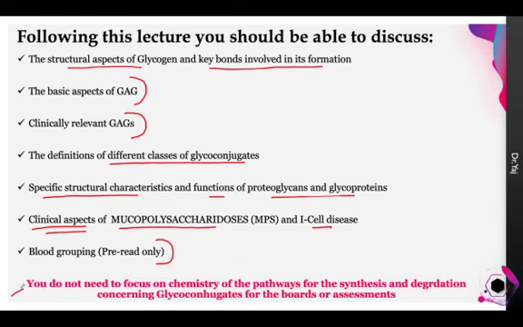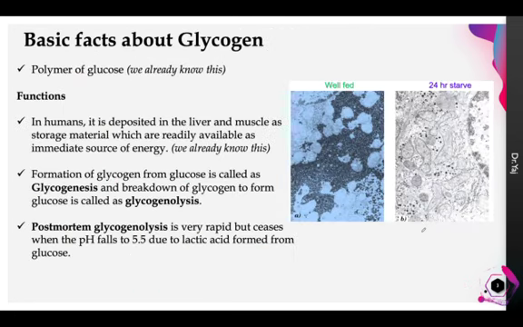One point of note, you do not need to focus on the chemistry of the pathways for the synthesis and degradation of glycoconjugates because they are not important for your boards or assessment. So that's the summary of what we will be covering over the next 4 short lectures. So let us start with the structural aspects of glycogen and the key bonds involved in its formation.